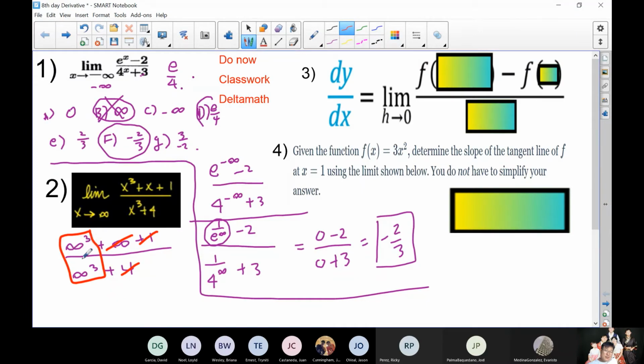Infinity cubed divided by infinity cubed is what? 1. I think most of you know that, right? When it is the same degree, we only pick up the coefficient. 1 over 1, 1. Okay. Can you write it down?